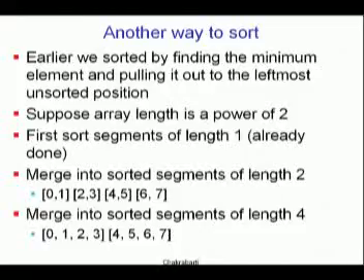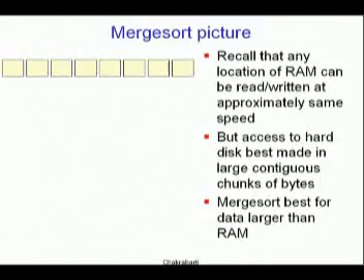Then we merge pairs of those. So we merge 2 element arrays with 2 element arrays to form 4 element sorted arrays. Okay, so we get 2 of those in positions 0 through 3 and positions 4 through 7. And then we do one final merge to have one big sorted array. So this is called merge sort for obvious reasons, and the picture explains it perhaps a little better.